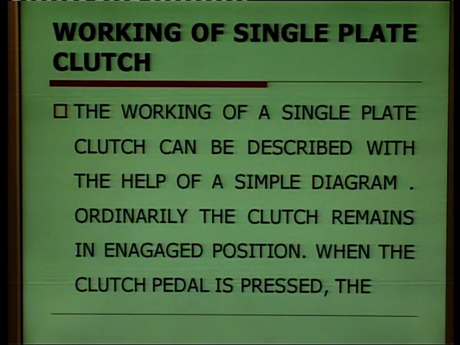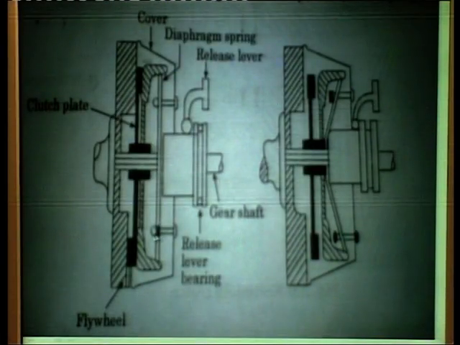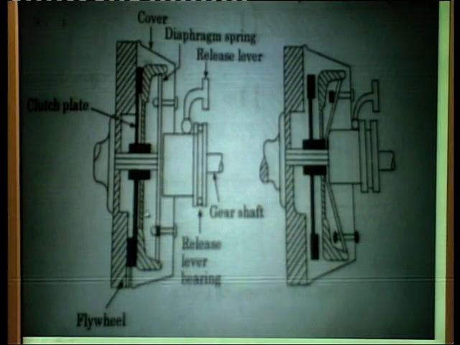Then the working of the single plate clutch. The working of a single plate clutch can be described with the help of a simple diagram on the next page. Ordinarily, the clutch remains in engaged position when the clutch pedal is not pressed. Normally, the clutch always remains in an engaged position. When we press the pedal, the clutch is disengaged. These two figures show engaged and disengaged.